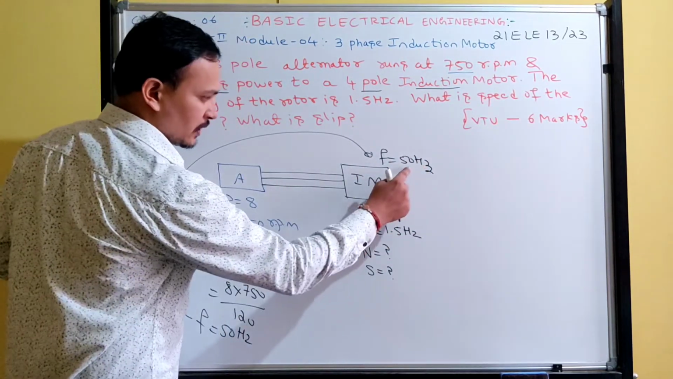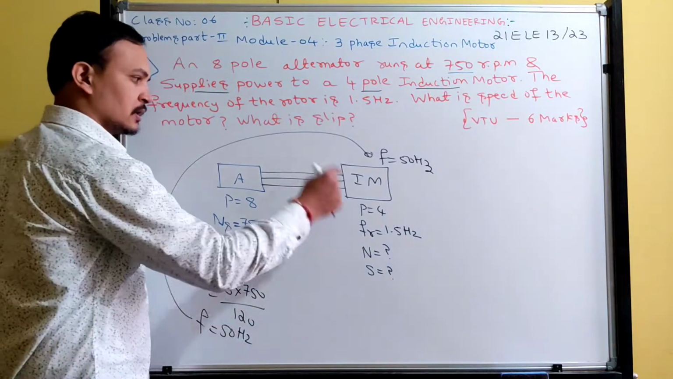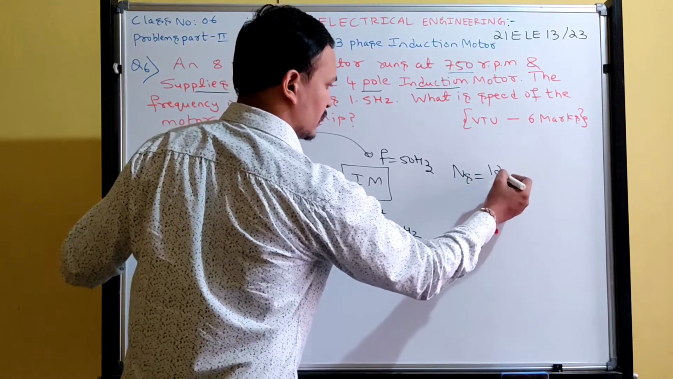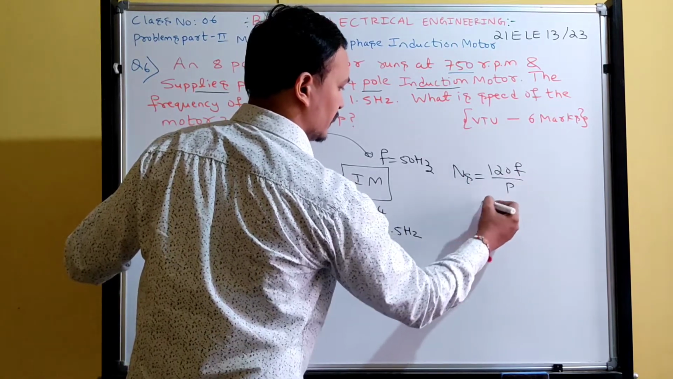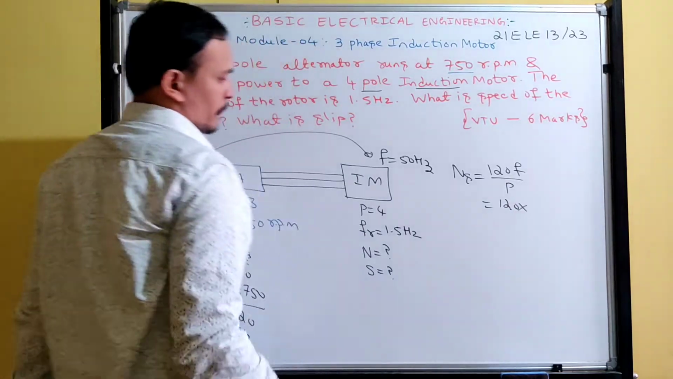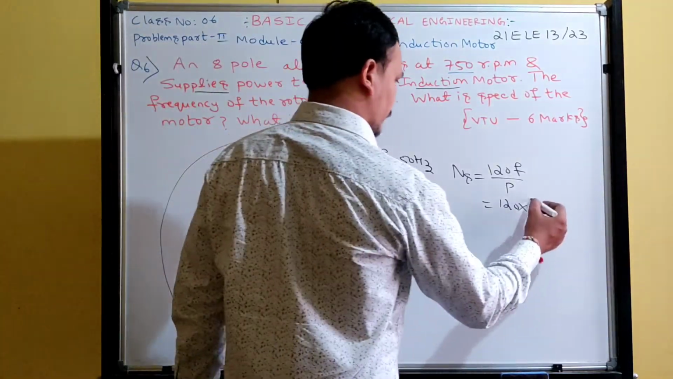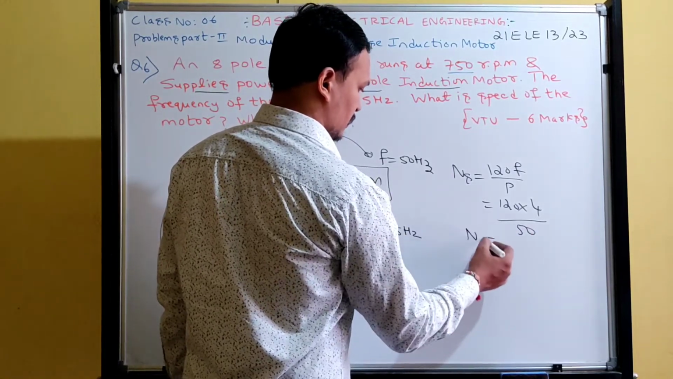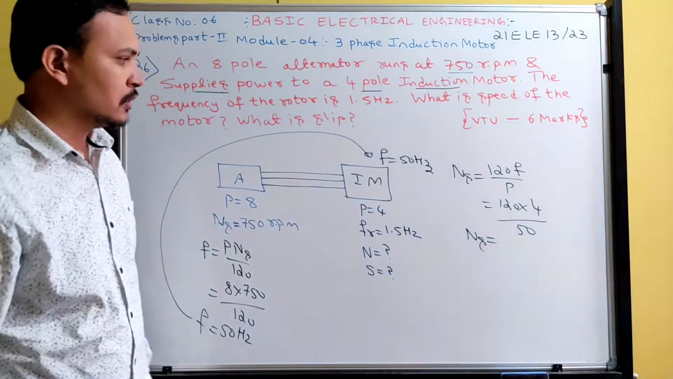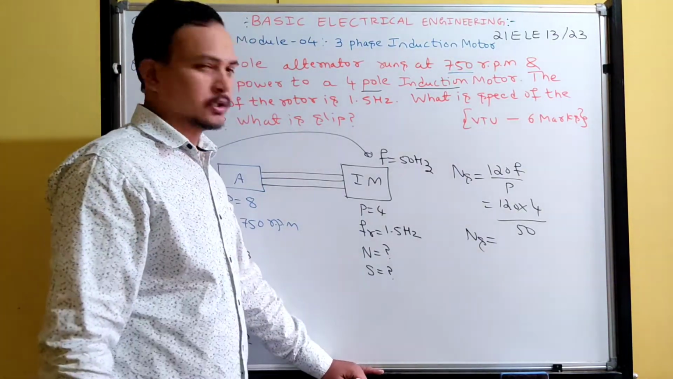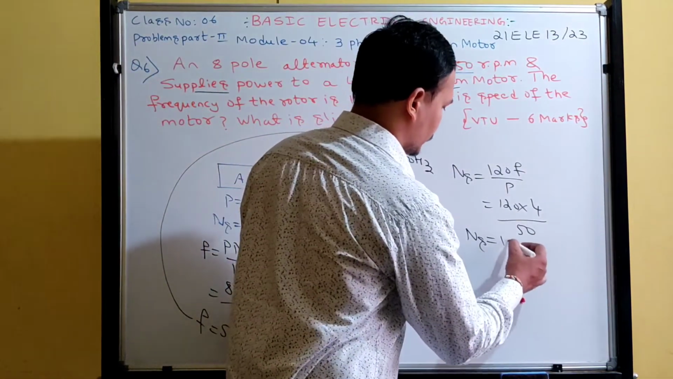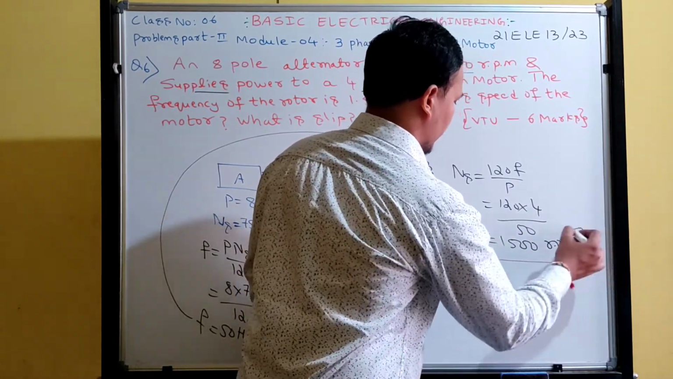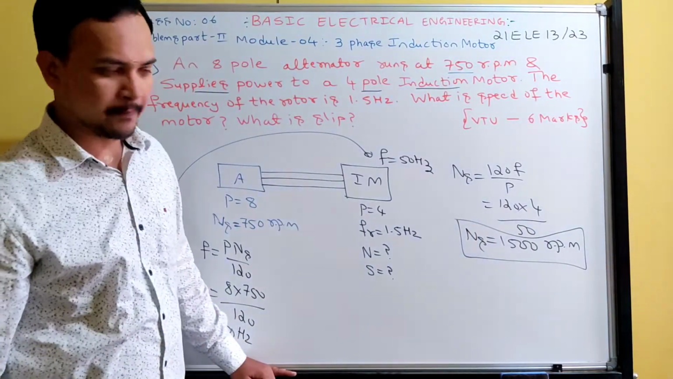Now with the help of this frequency and the poles, calculate the synchronous speed of the induction motor. ns of the induction motor is 120 f by P. So 120 into, what is the number of poles? Very good, 4 poles. What is the frequency? 50 Hertz. Please calculate. How much do you get? 1500. Very good, 1500 rpm. This is the ns value, the synchronous speed.